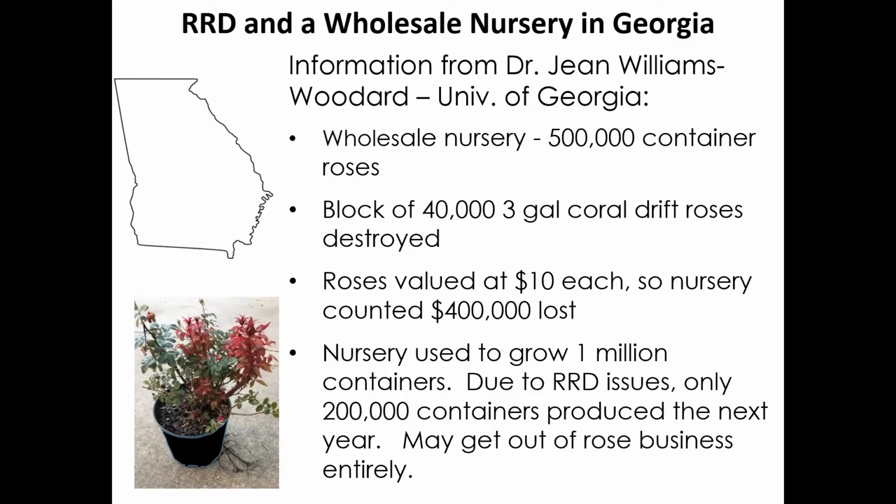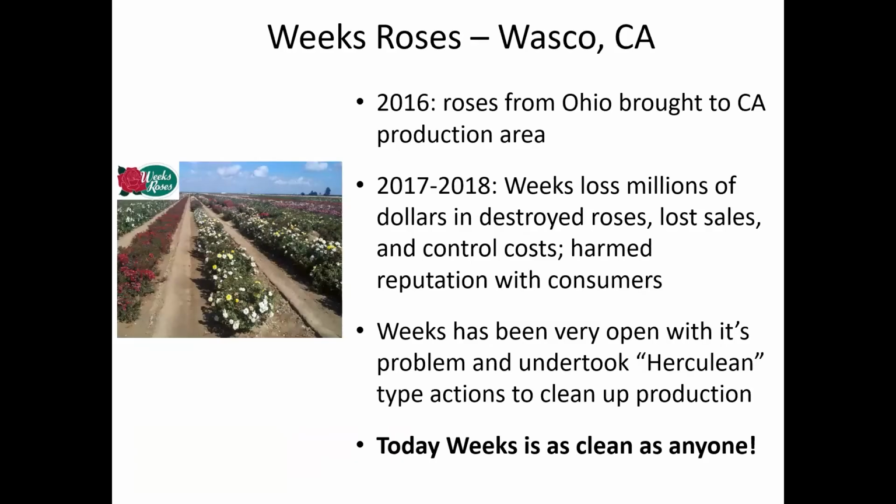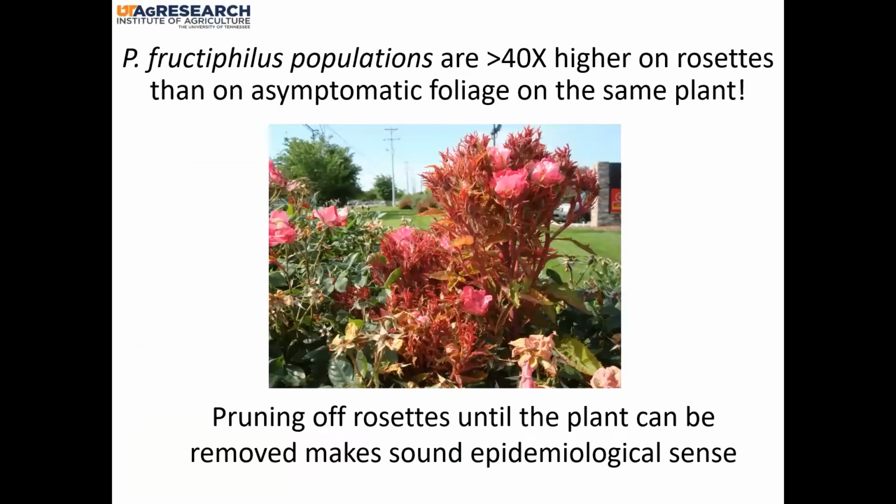I don't know if there was any multiflora rose in the woods near the nursery. And if they don't own the property, there's nothing they can do. So this can be a tough thing, but it can show up anywhere. And we've mentioned Weeks, so we're going to skip that. Now, we talked about asymptomatic foliage already, but I want to mention this again, because it makes sound epidemiological sense to remove that rosette if you can't remove that bush.